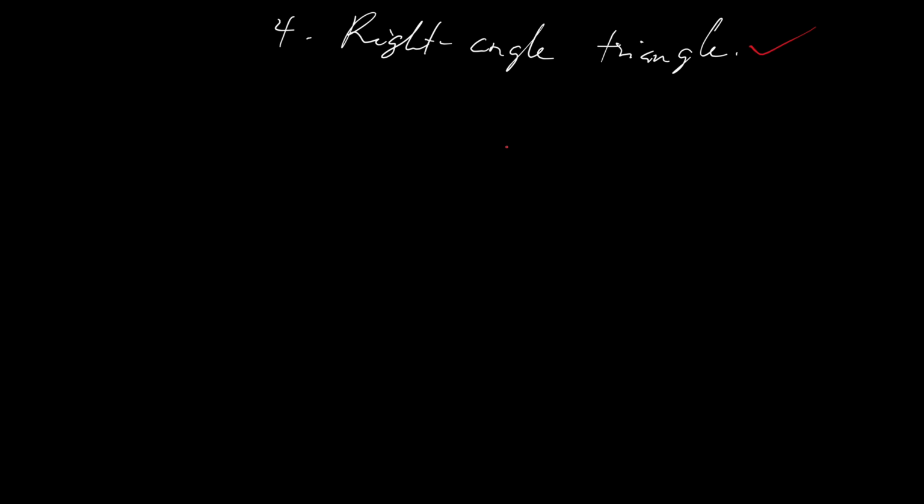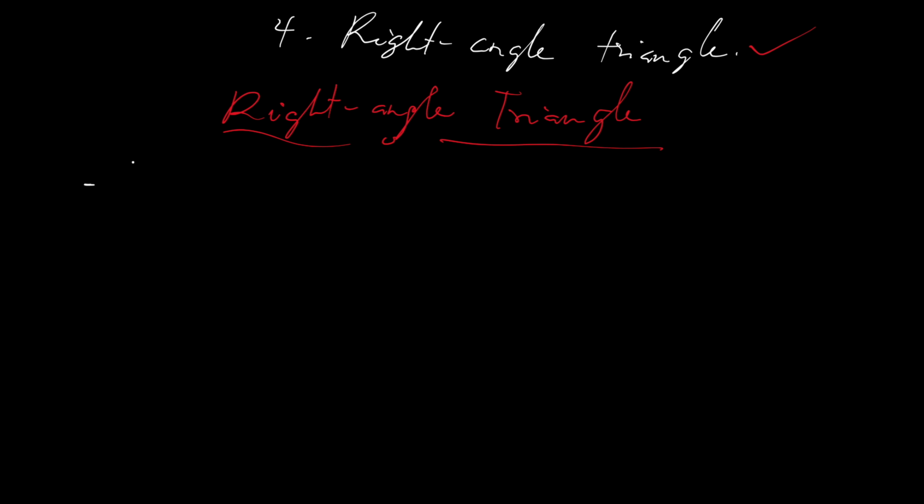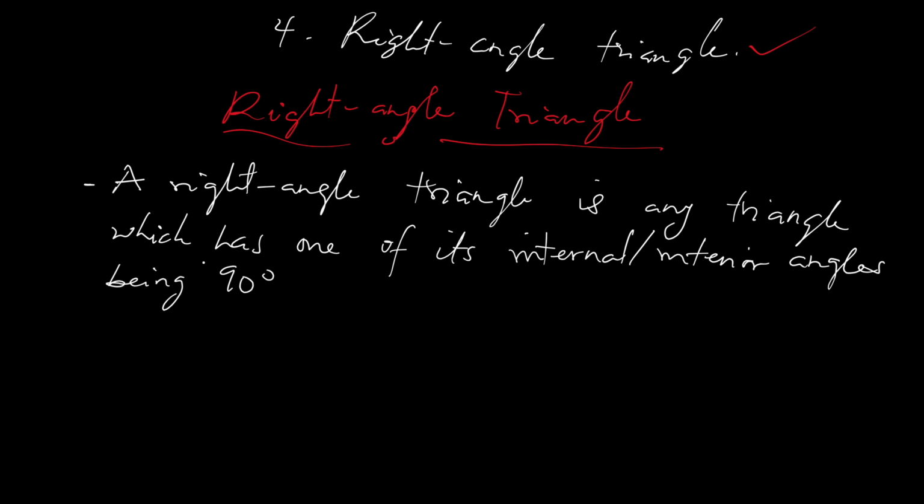So what is a right-angled triangle? A right-angled triangle is any triangle which has one of its internal angles being 90 degrees. So with that being said, let's draw a right-angled triangle. And note, one of the angles is 90 degrees. So this here is a 90 degree. And so this is a right angle triangle.